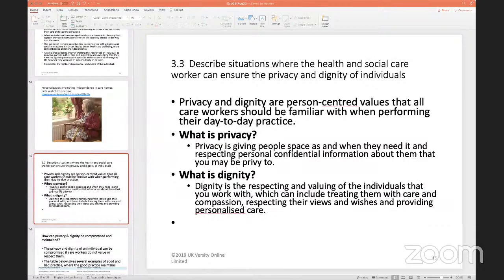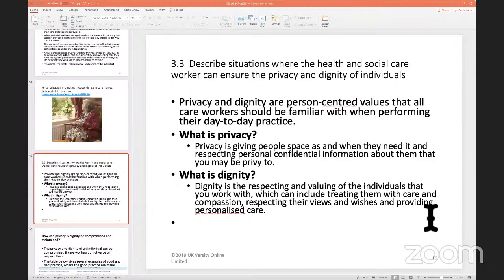So what does dignity mean and what does privacy mean? Privacy is giving people the space as and when they need it, and respecting their personal confidential information, which they sometimes would not want to share, or do not want shared openly, but only with a restricted number of people. And that would constitute, essentially, privacy.